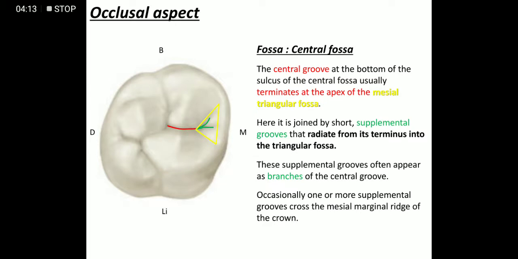This central groove ends somewhere near the apex of the mesial triangular fossa, where it is joined by the supplemental grooves which radiate to the end of the triangular fossa. These supplemental grooves appear as branches of the central groove. Sometimes these supplemental grooves even cross the mesial marginal ridge.